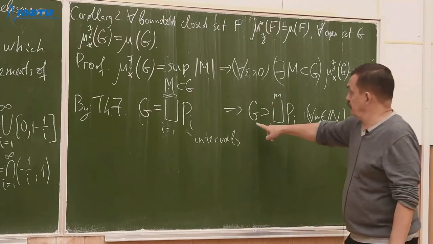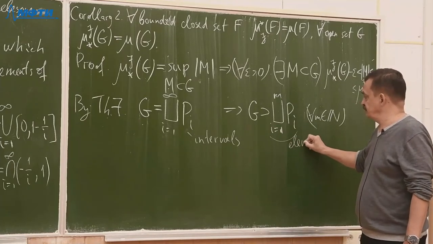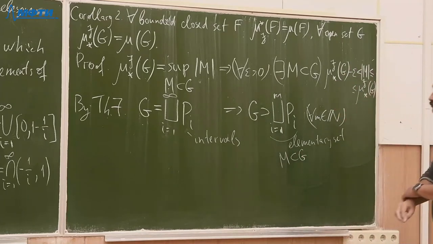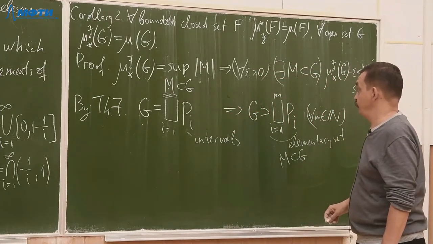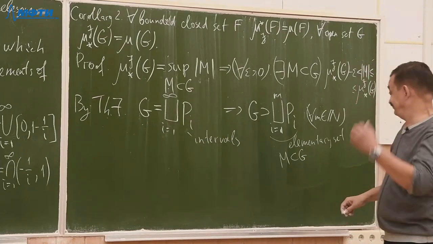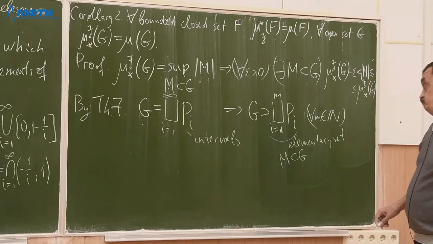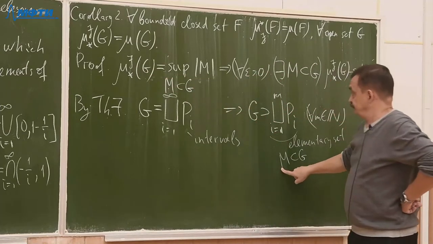Hence, by the definition, we have that that is the elementary set M which is in G, right? Which is in G. Hence, according to the definition, the volume is, you see, in a Jordan measure is supremum of all volumes, right, of such sets.